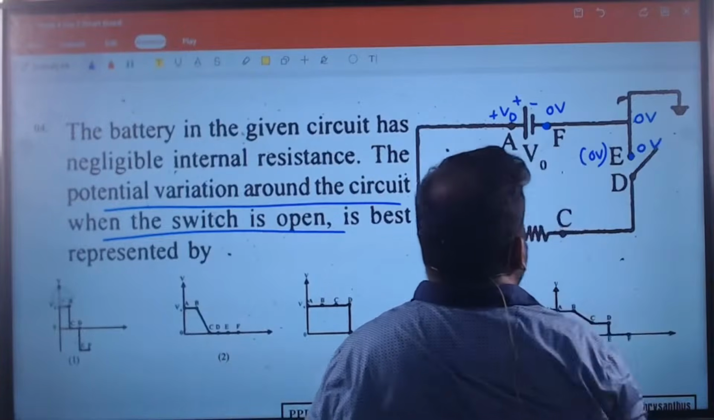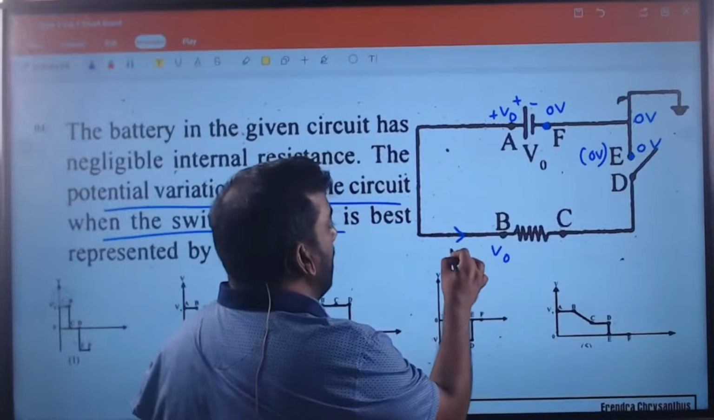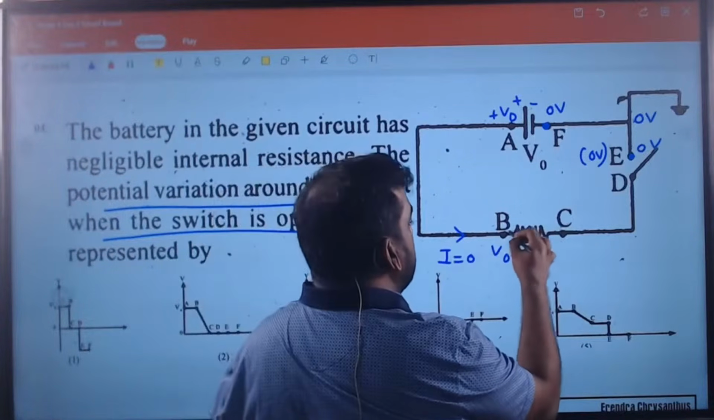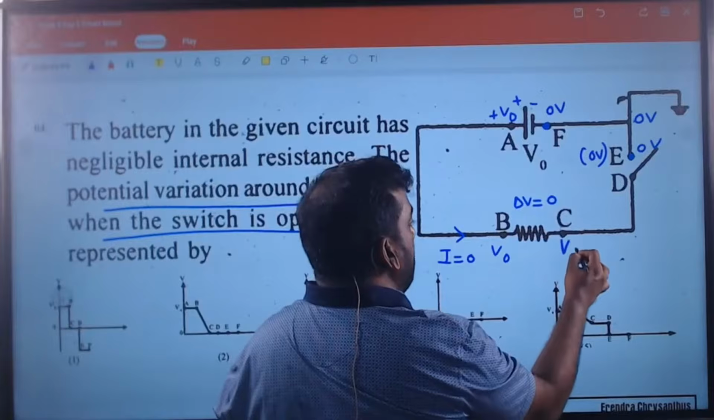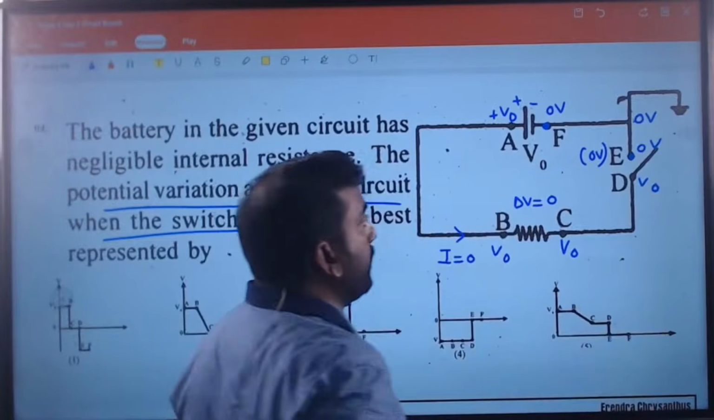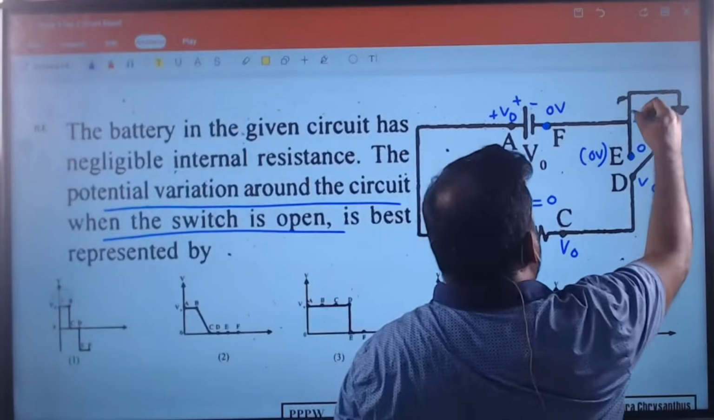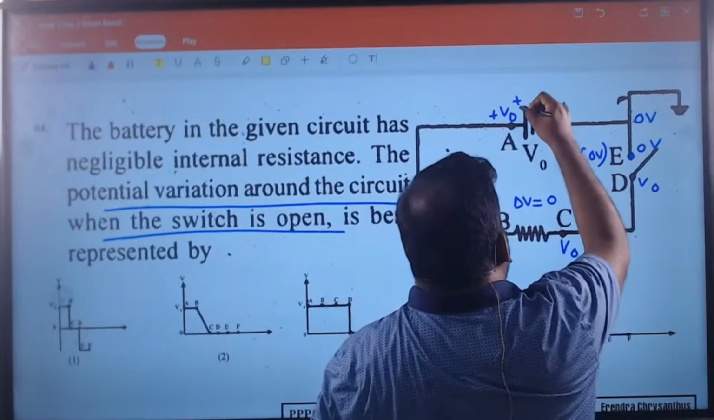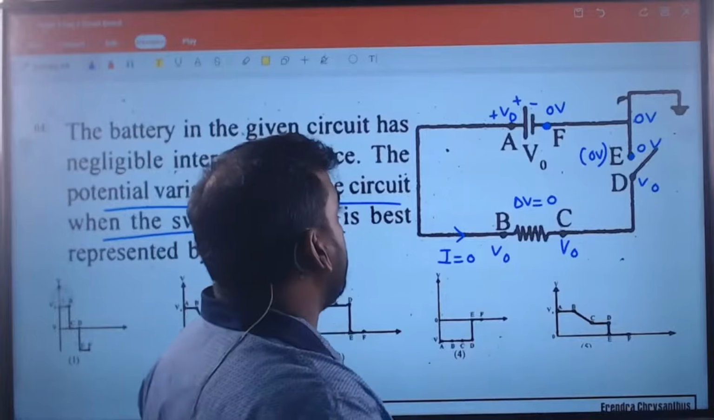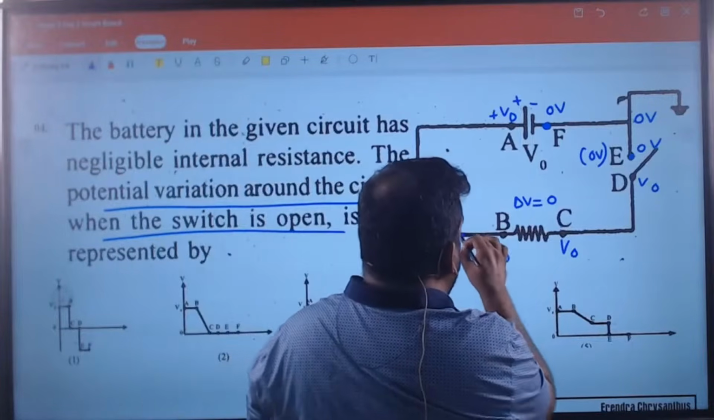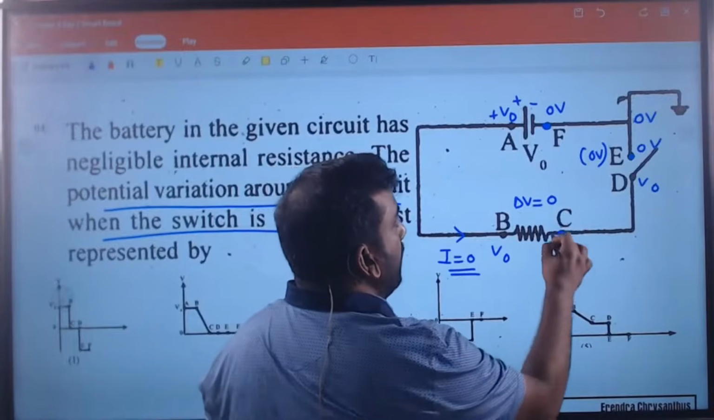Here also 0 volt. Look at this carefully. Is current passing through? No current is passing through. Open circuit. If current is not passing through, potential difference is 0. Potential difference is 0 means here also V0, here also V0. So these are your voltage drops. Again look, here 0 volt, negative to positive means you are carrying a step up, V0, 0 plus V0. Here V0 means here V0, no current is passing through, open switch.